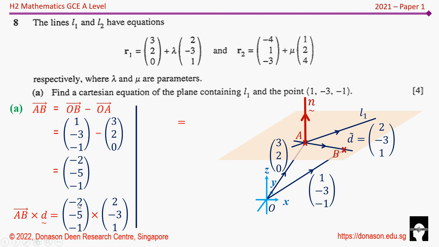Of course, to find the i component, we cover up the i, and so what we have is -5 times 1, which is -5, and then minus -1 times -3, which of course becomes a plus 3. So we have -5, and then -3, which gives us -8. So that will be the i component. And then the j component, we can skip that first and go for the k component. -2 times -3 becomes positive 6. From that, we minus away -5 times 2, which becomes -10.